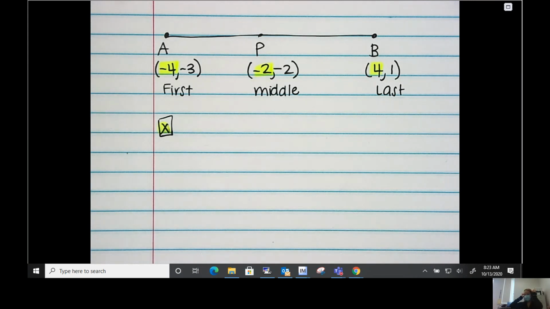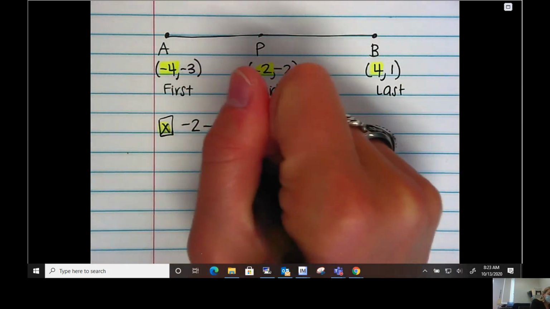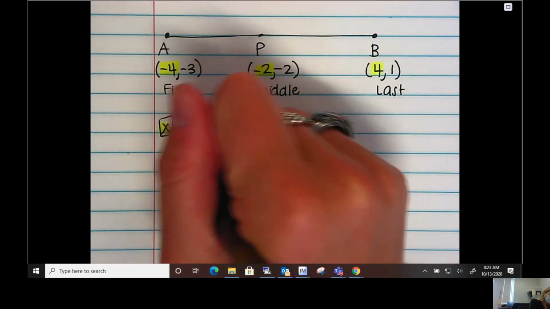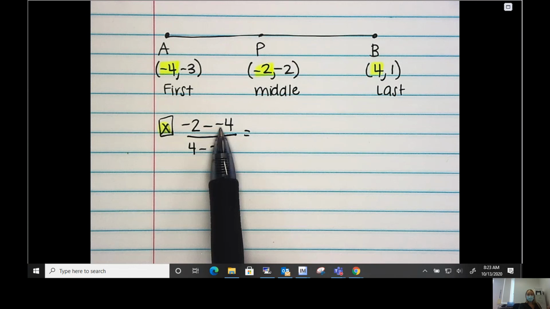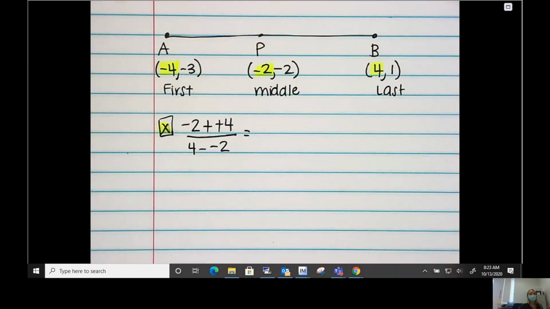What do you think? -2 minus -4 over 4 minus -2. Perfect. And now it's just a little bit of quick algebra here. What happens when I've got -2 minus the -4? Change the sign to a positive. What is -2 plus 4? 2.